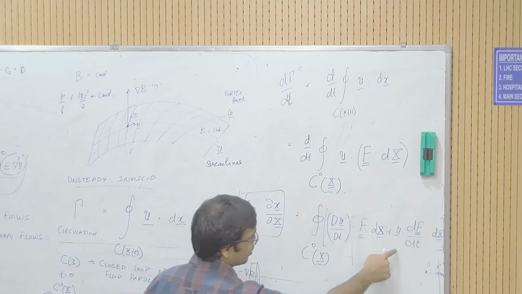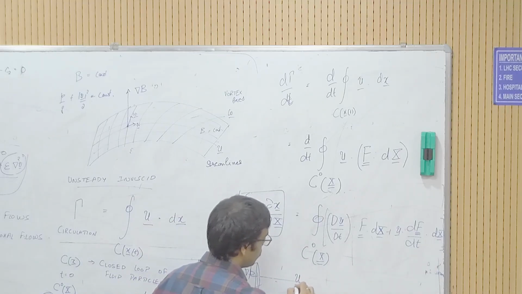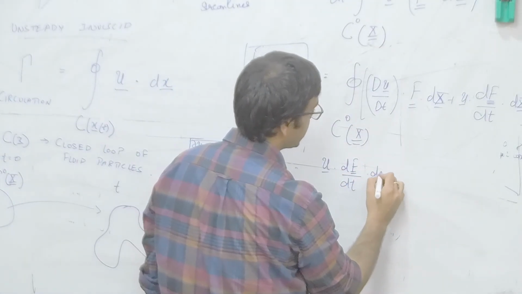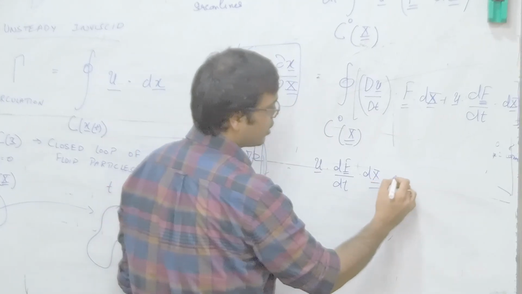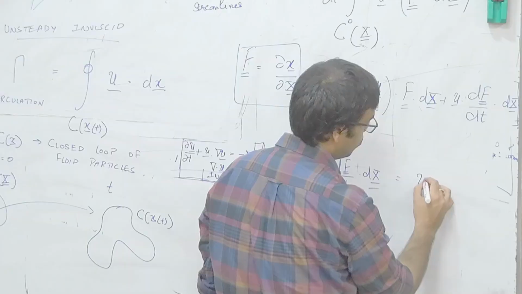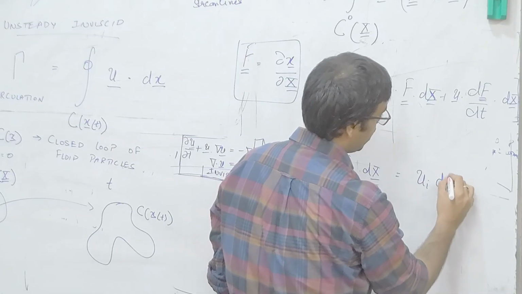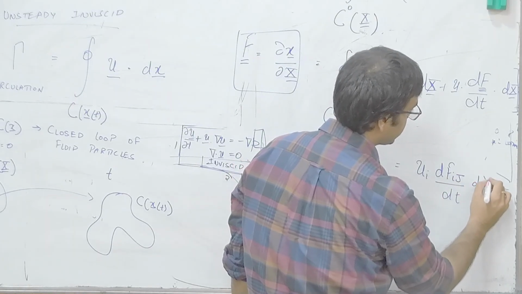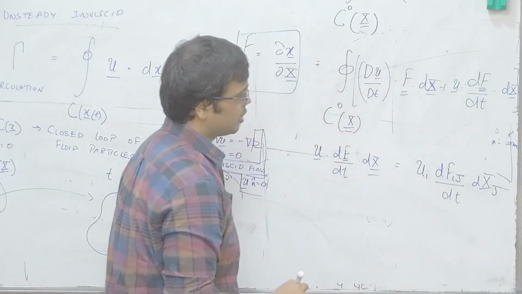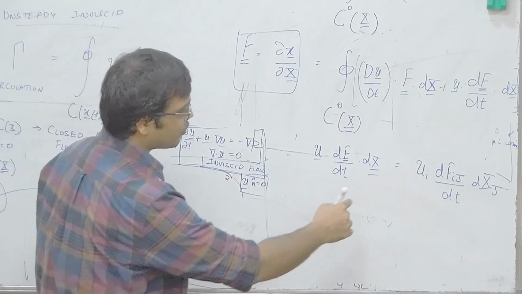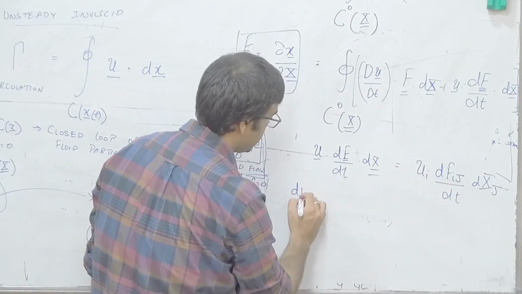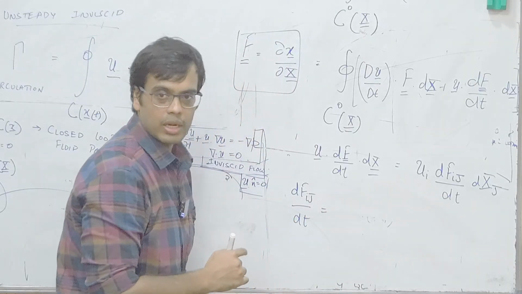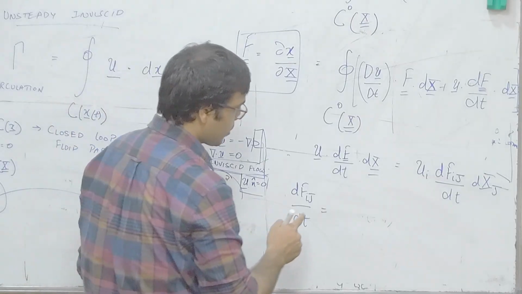And now let us just look at the second term. So u dot df by dt dot dx, if I write it in the index notation, it becomes u_i d f_iJ by dt dx_J. And we have calculated this, df_iJ by dt. What does it become?